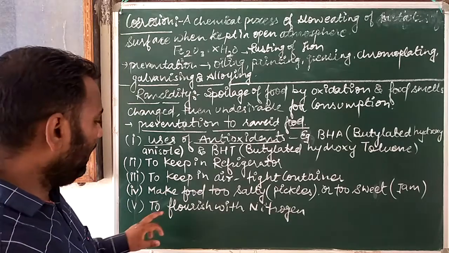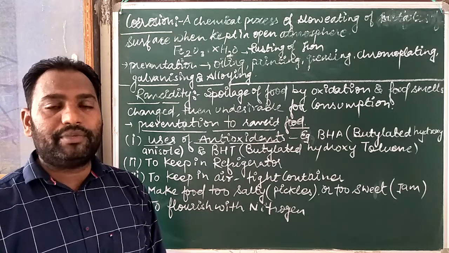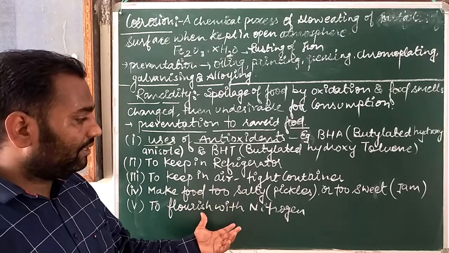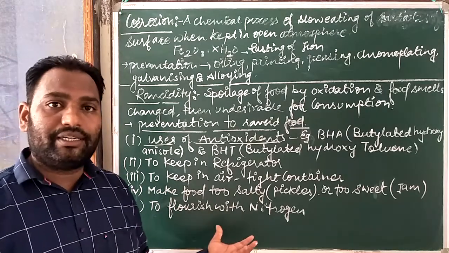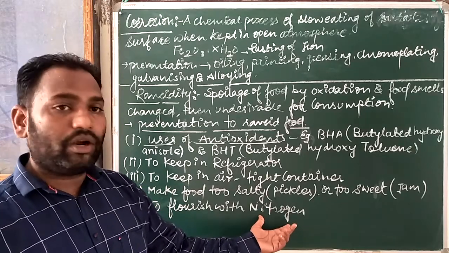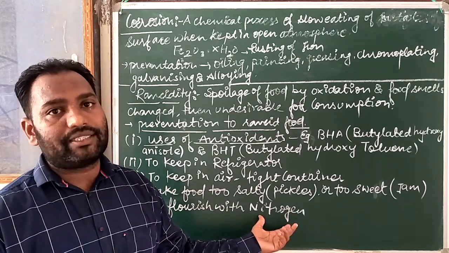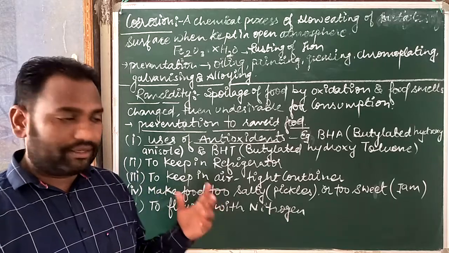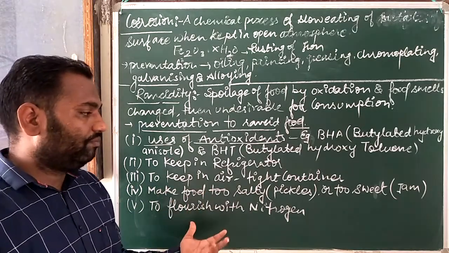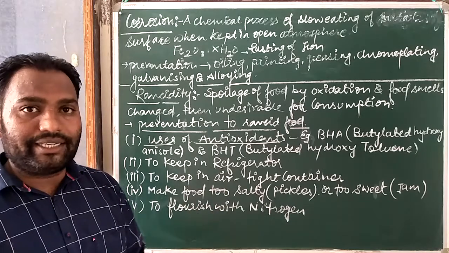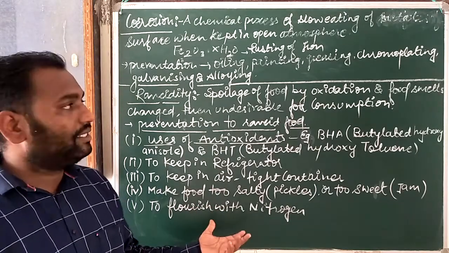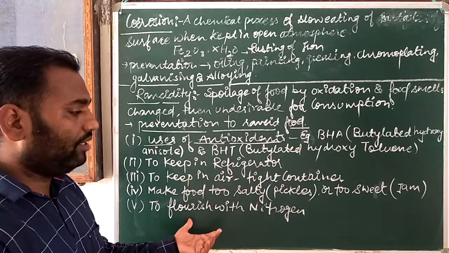And to flush with nitrogen. You know many chips, potato chips, kurkure and the like, are flushed with nitrogen. The nitrogen gas is inert in nature, and this inert gas cannot react with the external atmosphere. So the gas is flushed in, and then the chips are filled in the packets, and due to that the food does not become rancid. Then there is no rancidity formed in the food.